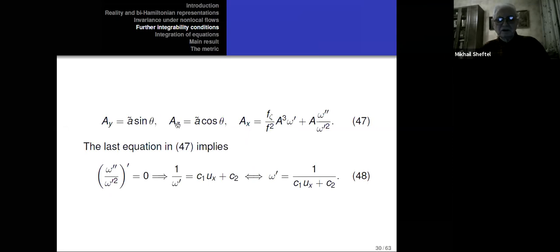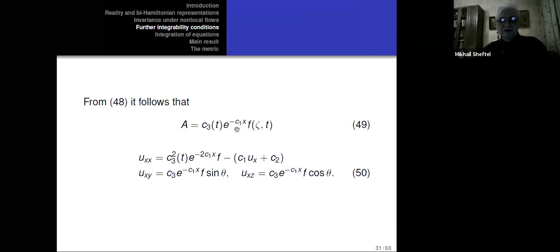Then we have compact expressions for the derivatives a y, a z, a x, where the last equation, if you remember what a is, then you may derive from the last equation 47 such a result, the equation on omega only, which yields the result omega prime. Prime means derivative of a function of one variable. Omega depends only on u x. Omega prime is equal to 1 over C1 u x plus C2. And therefore, we obtain a compact expression for capital A, and using it, compact expressions for u xx, u xy, u xz.